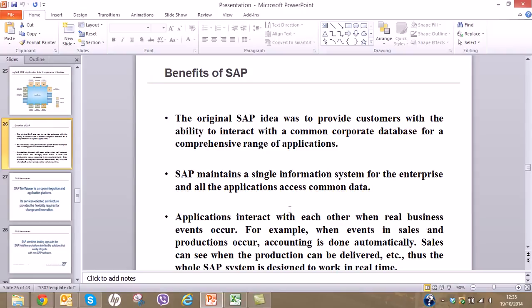The original SAP idea was to provide customers with the ability to interact with a common corporate database for a comprehensive range of applications. SAP maintains a single information system. Again, the same concept is repeated in the second line: a single information system. SAP is a single information system for all of us. Even though we belong to different departments, it's a single information system. And all the applications access common data. Again, the database is the same and the common data is used.